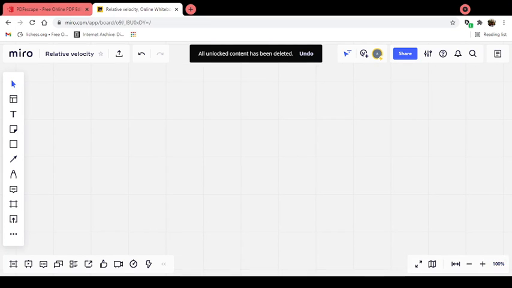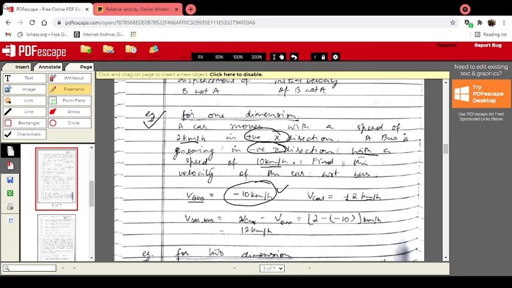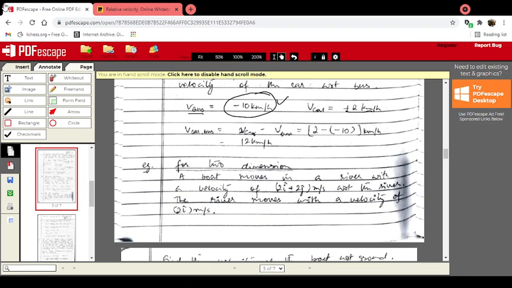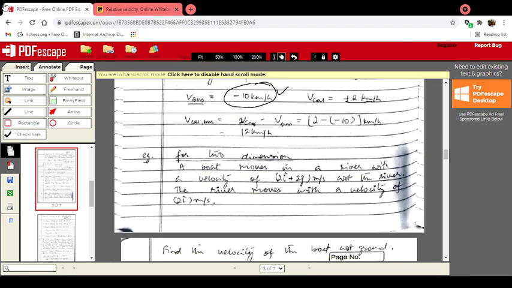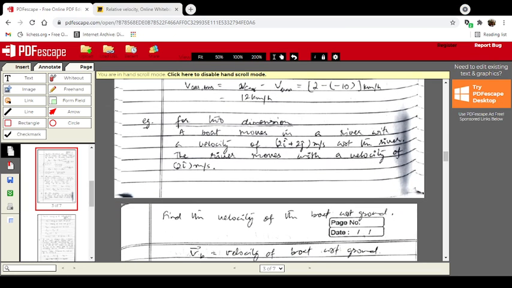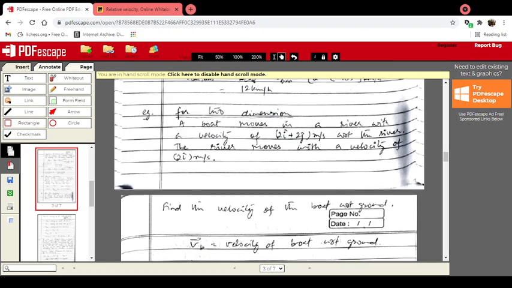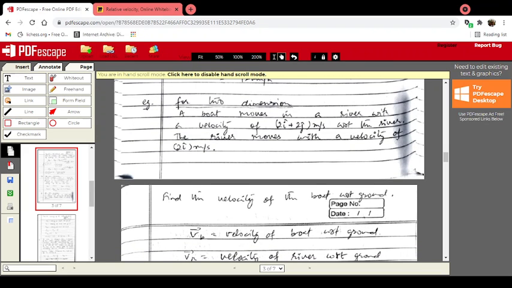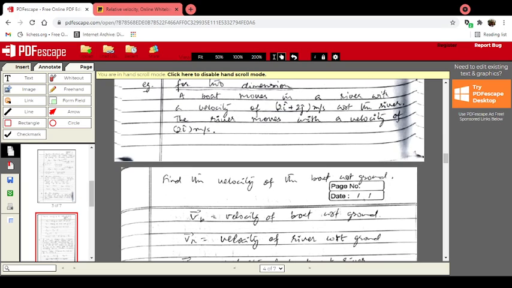So let us move on to the next question. Okay, so now let us apply our concept of relative velocity for two dimensions. For a two dimensional case, there is a boat which is moving in a river with a velocity of 2 i cap plus 2 j cap with respect to the river. The river itself moves with a velocity of 2 i cap meters per second. So you have to find the velocity of the boat with respect to the ground.